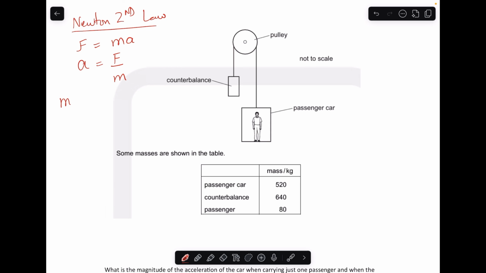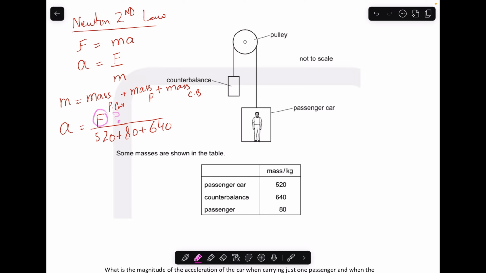This m will be equal to the mass of the passenger car plus the mass of the passenger plus the mass of the counterbalance. Okay, so this can be written as a equals F divided by m. The car has a mass of 520, the person has a mass of 80, and the counterbalance has a mass of 640. Okay, so what we need to calculate now is this resultant force.